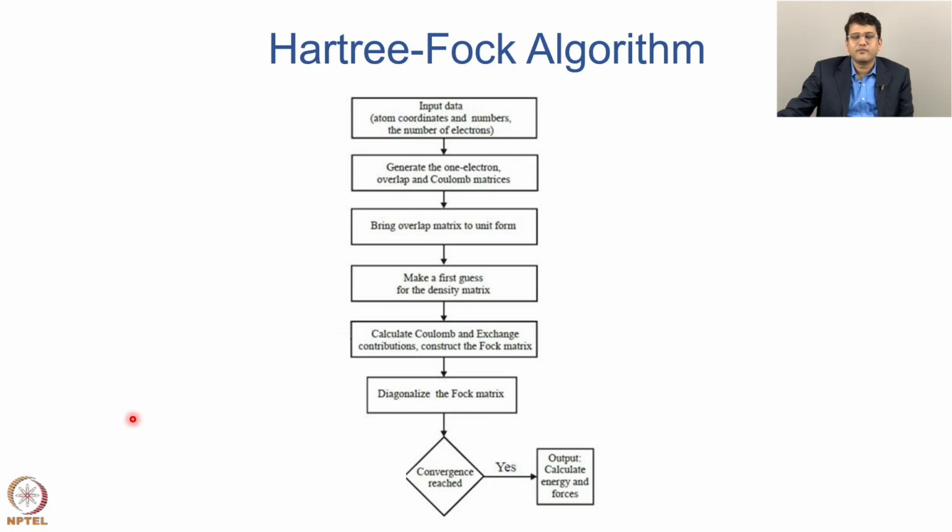I like. And if it has still not converged, I will again go back to the calculation of the Coulomb and exchange term with the new coefficient, or construct a new density matrix out of it, go to the Coulomb and exchange contribution, construct the Fock matrix, diagonalize it again, and see if the convergence has been reached or not.